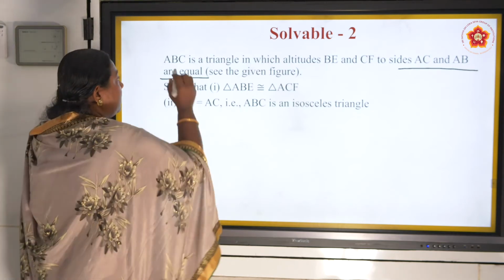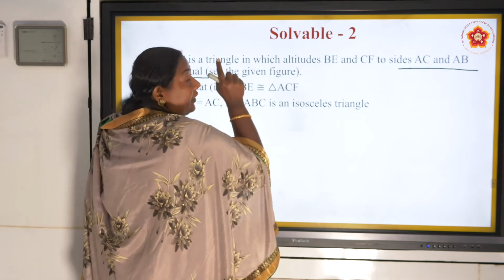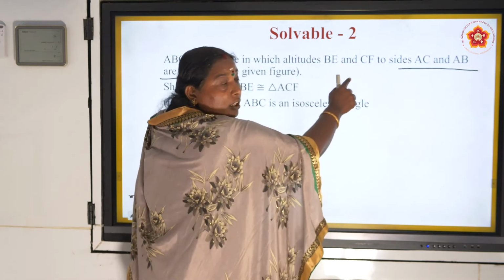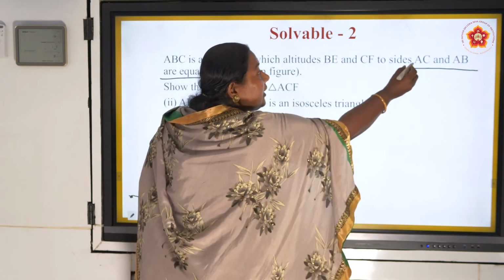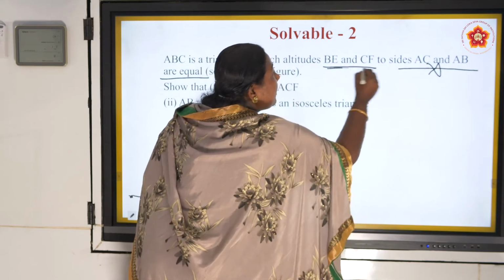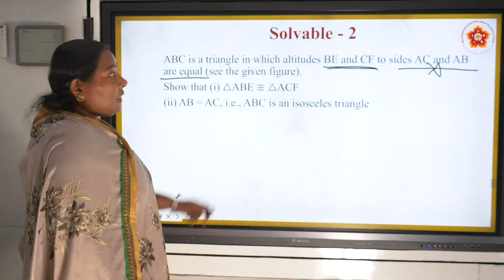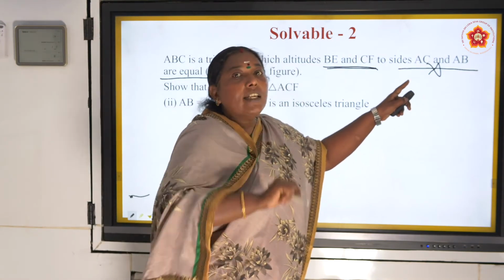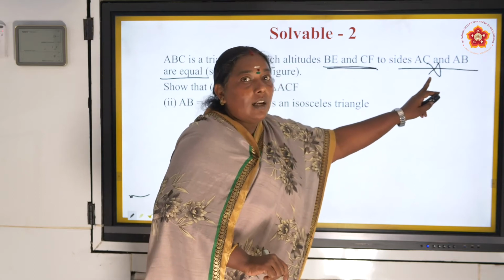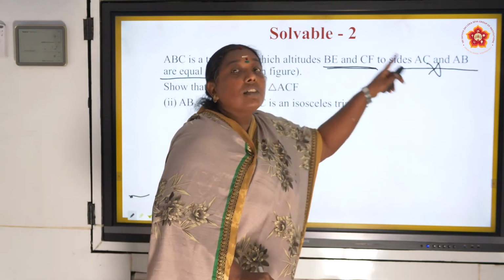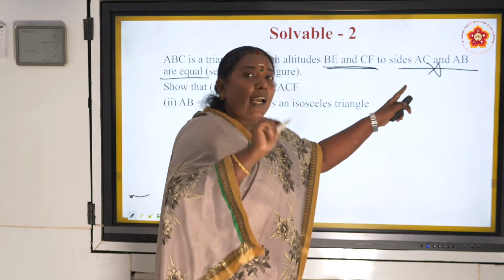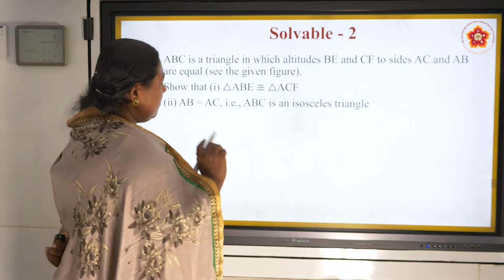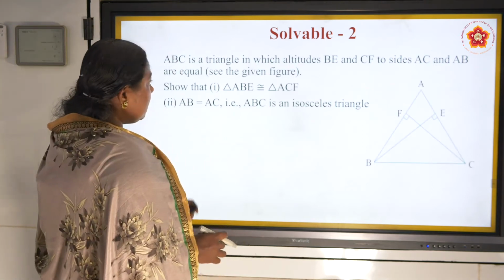Read the question perfectly. ABC is a triangle in which altitudes BE and CF to the sides AC and AB are equal. The sides are not equal. The ones that are reaching them as altitudes, they are equal. So we have to be very clear when reading the problems. Let us see the diagram.